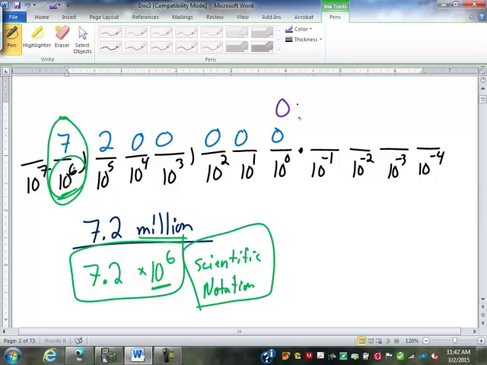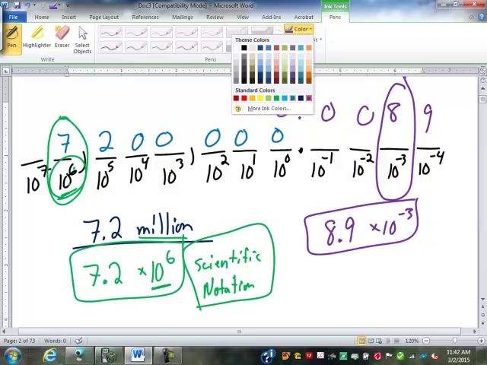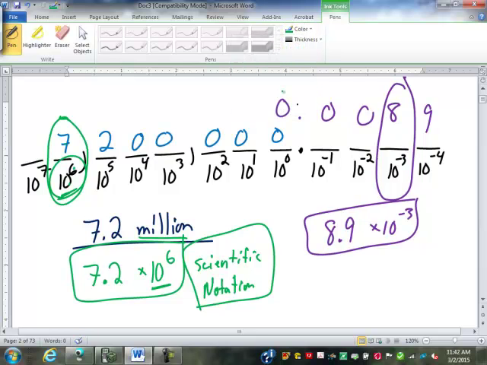So if we have something like 0.0089, well, the first non-zero digit is what we use. That's 8, so we're going to make it 8.9. So we put the decimal point after that digit. And we name its place value, 10 to the negative third, so times 10 to the negative 3. So just so you can see where exactly those powers of 10 come from.